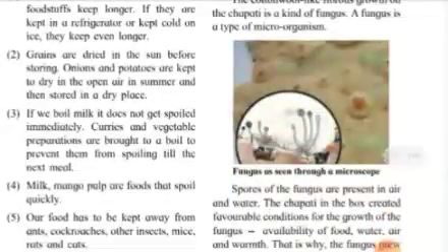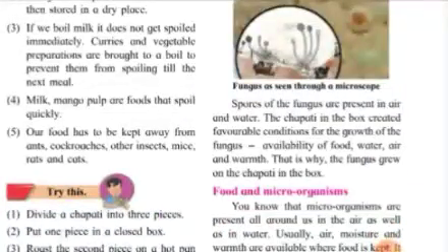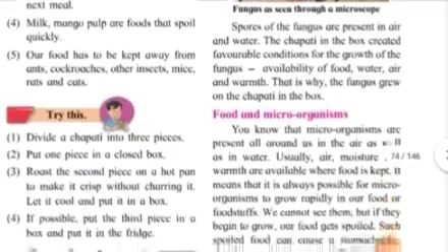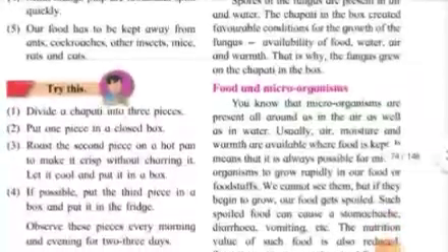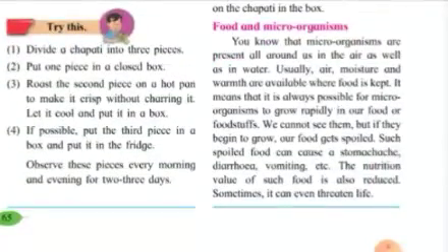So here you can see fungus which is growing on the chapati. Spores of the fungus are present in air and water, and the chapati in the box created certain favorable conditions for the growth of the fungus. So this is regarding how food can get spoiled and how you can preserve it. Now, food and microorganisms: let's see quickly how food gets spoiled due to microorganisms.